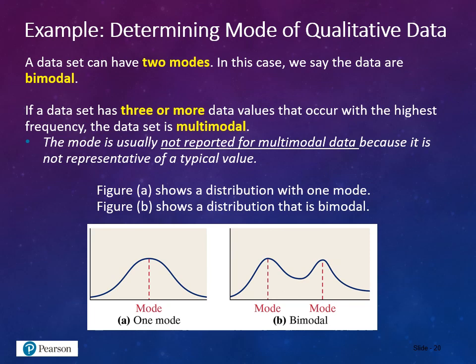Now let's look at the mode of qualitative data. A data set can have two modes, and in this case we say that the data are bimodal. If a data set has 3 or more data values that occur with the highest frequency, the data set is then called multimodal. In general, the mode is usually not reported for multimodal data because it is not representative of a typical value. Here at the bottom you can see distributions. Figure A on the left has one mode, and figure B is bimodal because it has two modes.